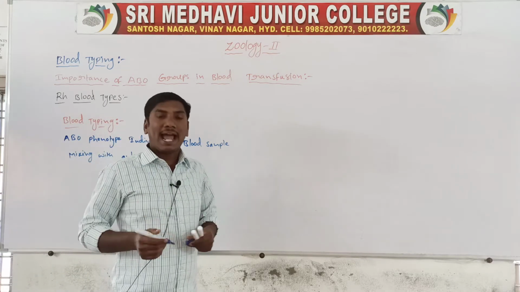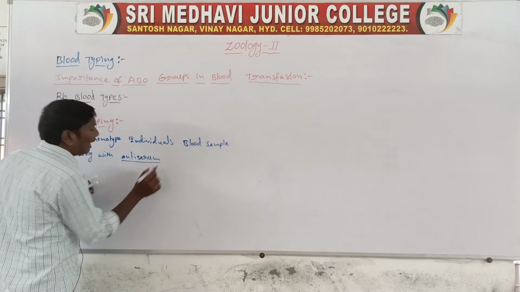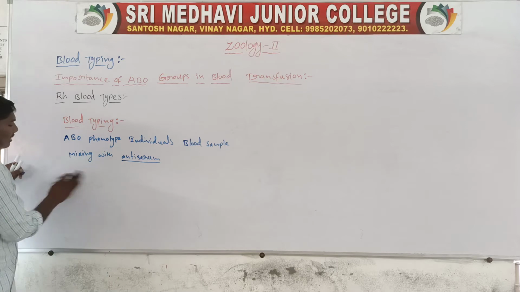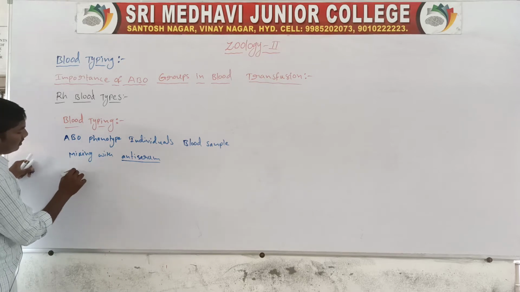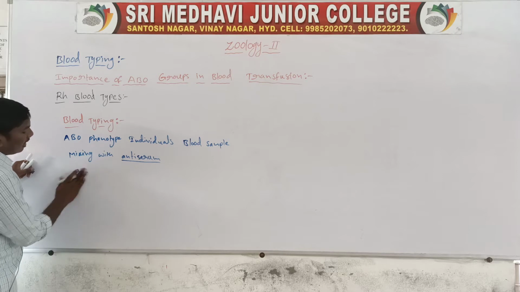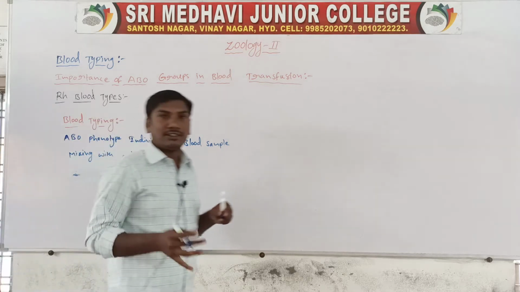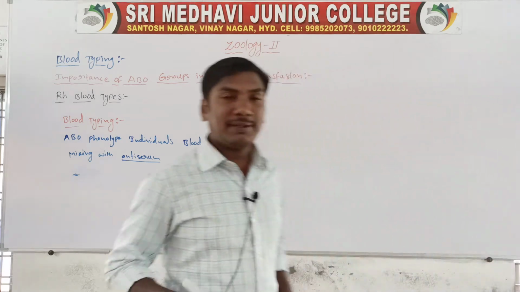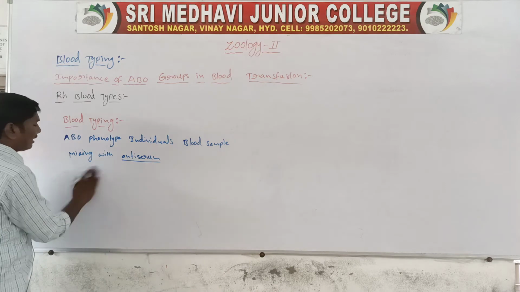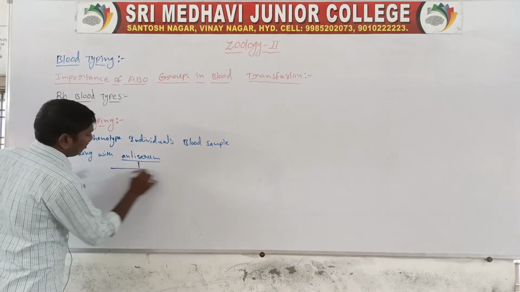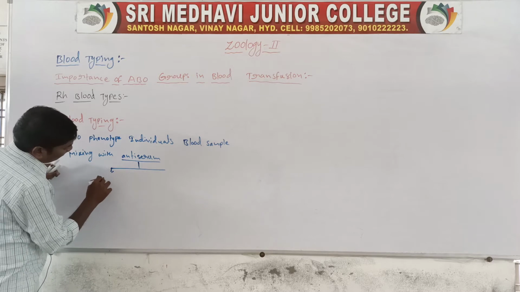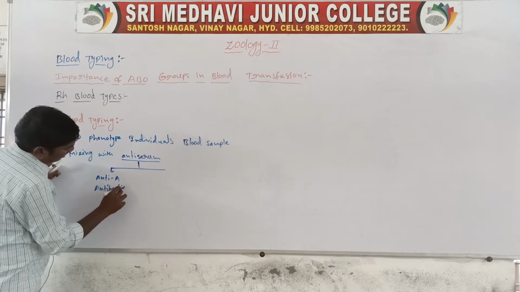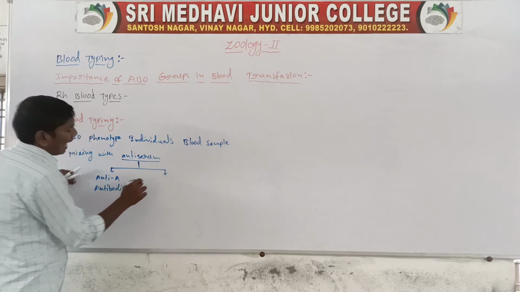The blood sample is mixed with anti-serum. The anti-serum contains two antibodies: anti-A antibodies and anti-B antibodies.